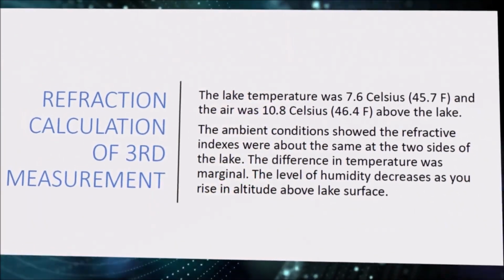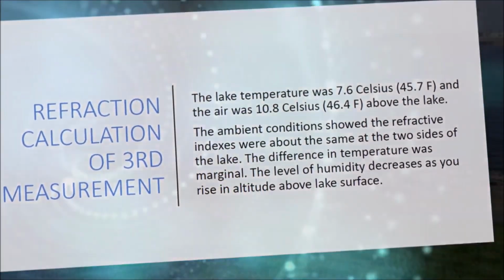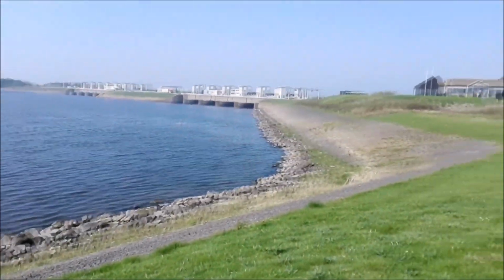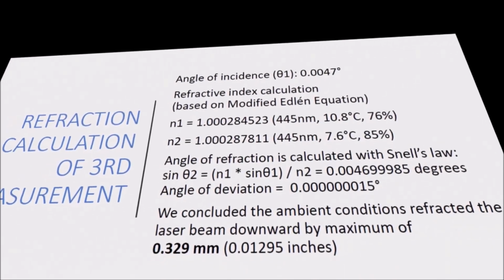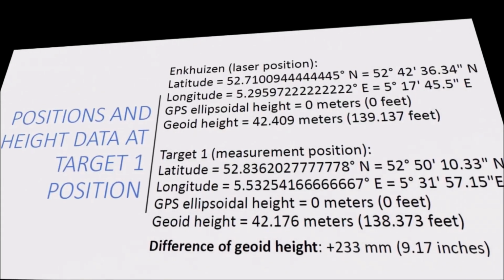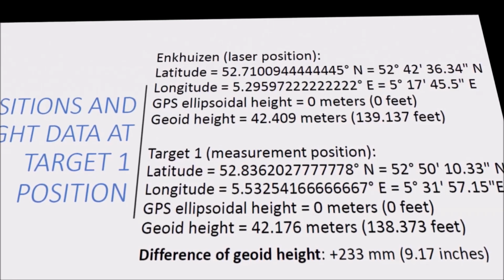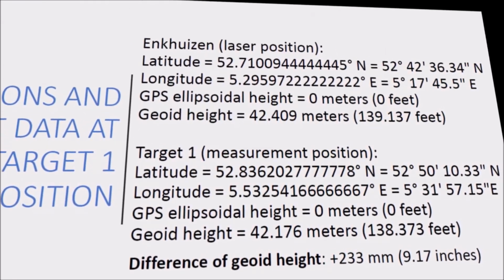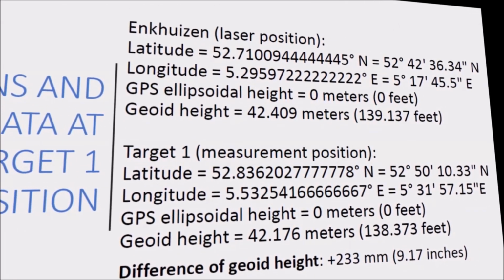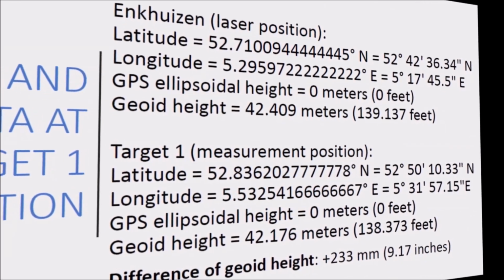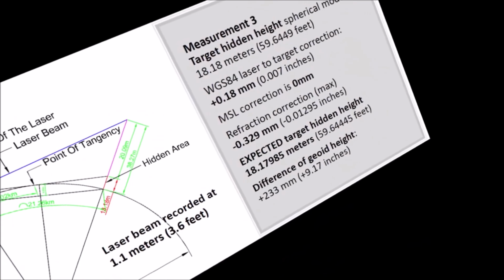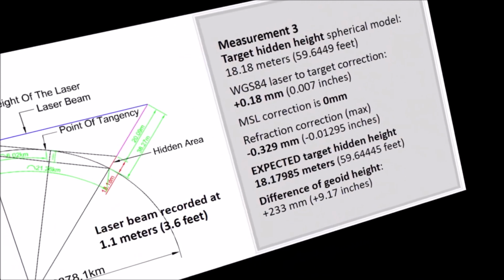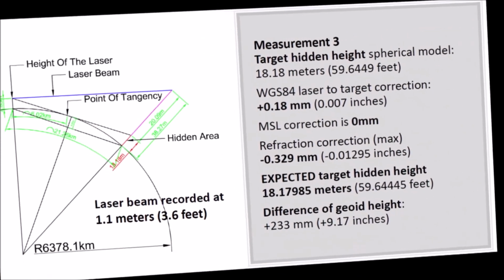The ambient conditions showed the refractive indexes were about the same on both sides of the lake. TLT calculations factor in any variations in recorded data and geoid datum parameters of the WGS-84 mathematical construct. Both target and laser positions are at 0 meters mean sea level. The WGS-84 geoid undulation map shows a marginal 23 centimeters or 9 inches height difference at the 2 positions.